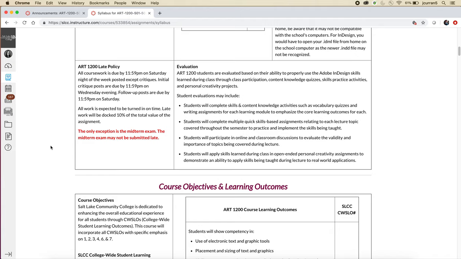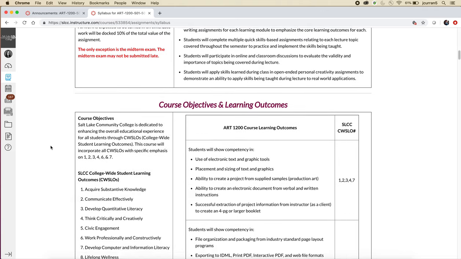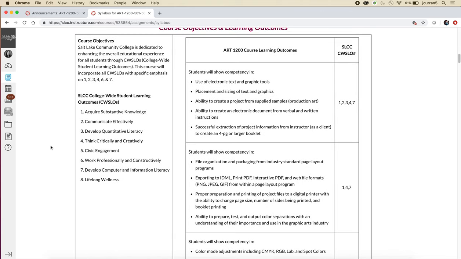The only exception to this policy is the midterm exam. We do not have a traditional midterm and final. We essentially have an early final. So we don't take a midterm at week 8. Instead, we take a midterm around week 12 or 13, and it's an early final, and you cannot submit that late. You have from 8 a.m. on Monday morning until 11:59 p.m. on Saturday night, the week that we take our air quote midterm, to submit that, and no late submissions are accepted.